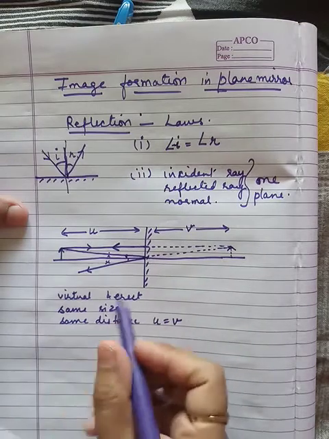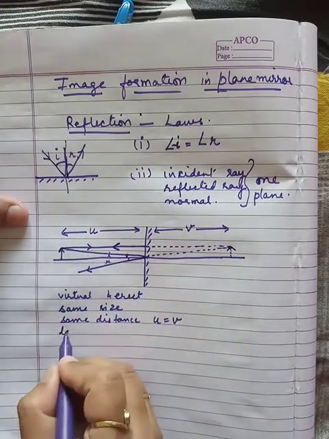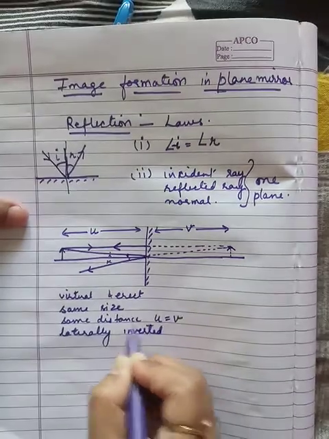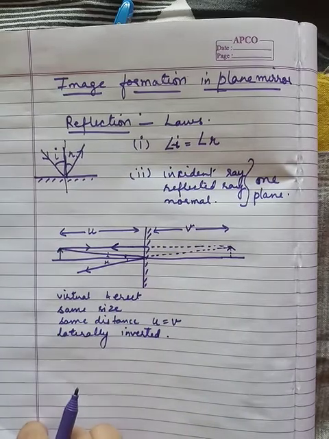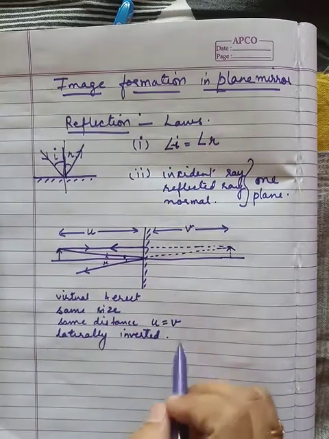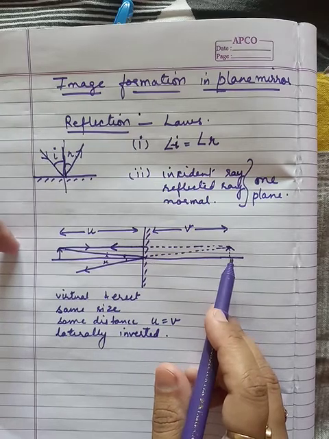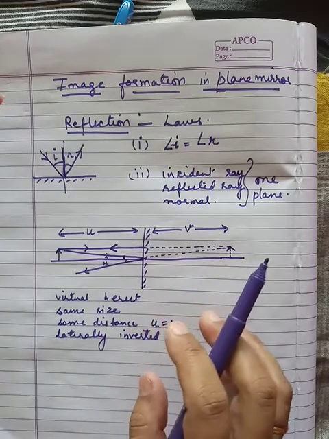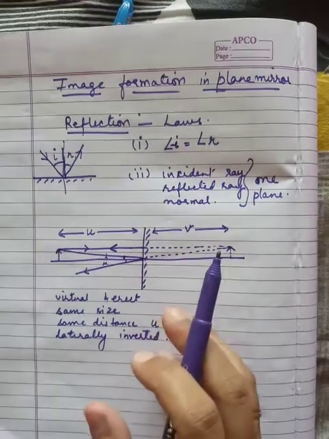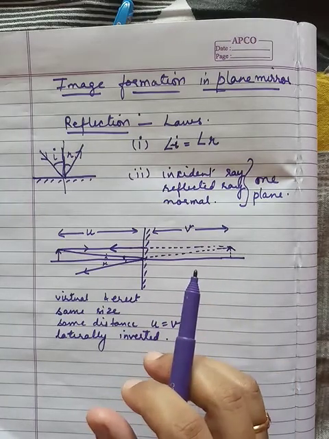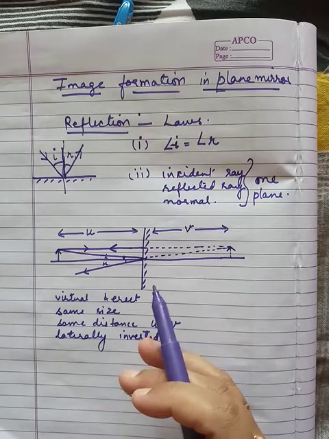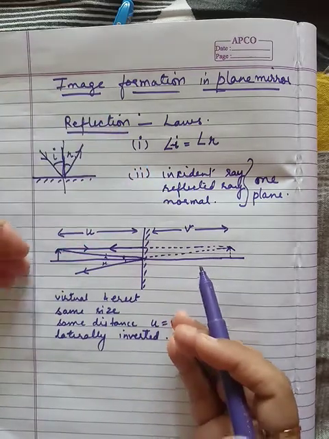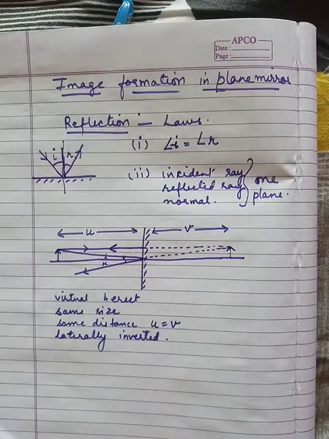Okay, and the fourth important property of this kind of image is that the image is laterally inverted. So this image is laterally inverted. Okay, so these are the four important properties of the image formed by plane mirrors. In this video we have introduced what light is and the different characteristics of light, the reflection property, the laws of reflection, and the image formation by a plane mirror.